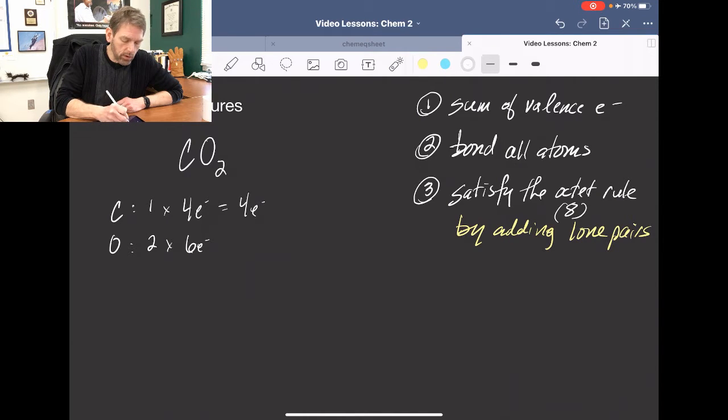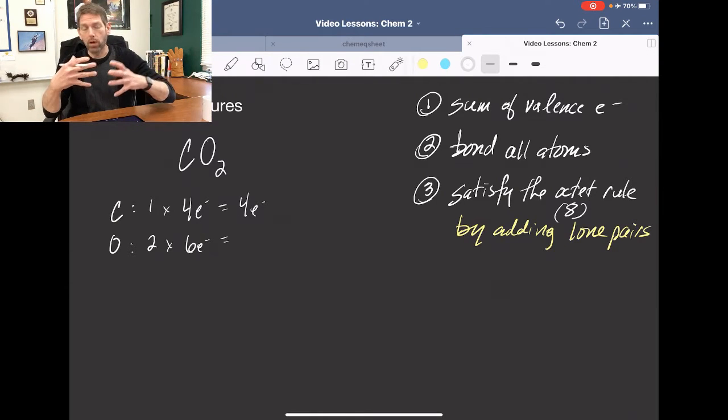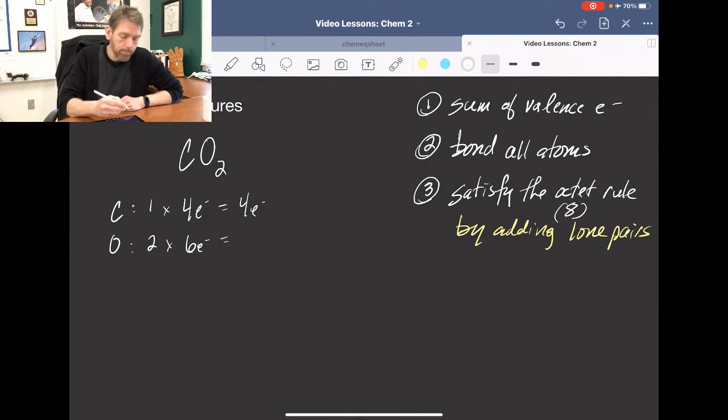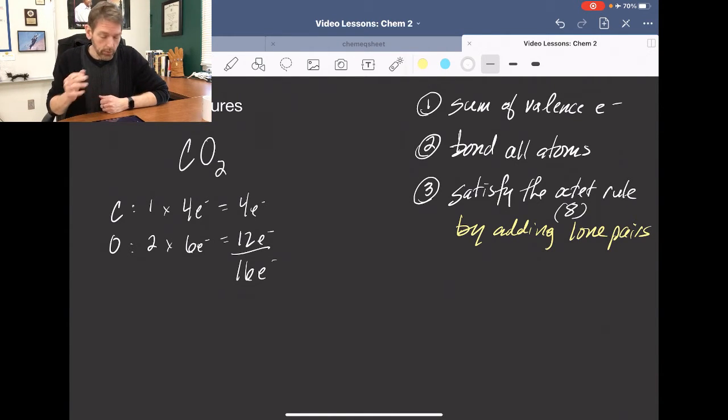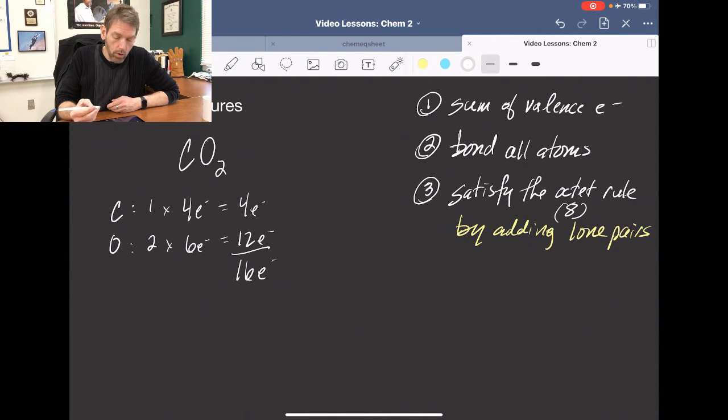So that's 4 valence electrons that carbon is bringing to this molecule, valence electrons to share in covalent bonding patterns in some way. And then there's 12 electrons from oxygen. And so we need a total of 16 electrons. When we have a total of 16 electrons and we've satisfied all 3 of these rules, then we have a proper Lewis structure. So let's jump in and see what we can do from here. So far we've accomplished rule 1.